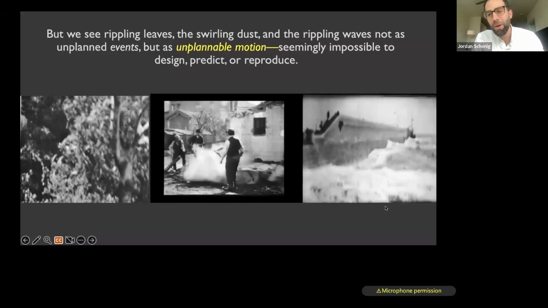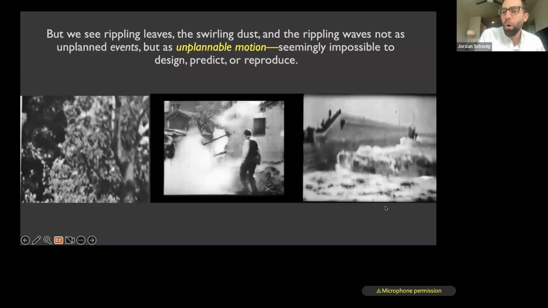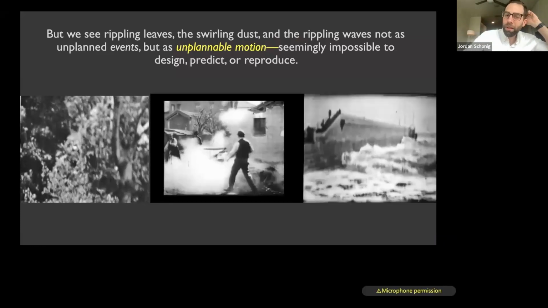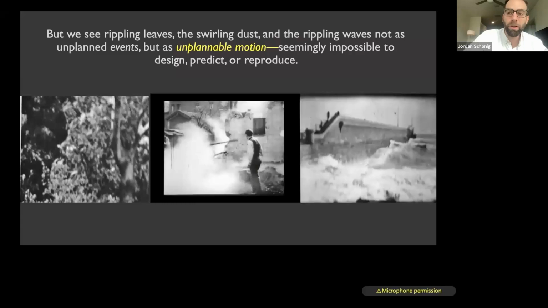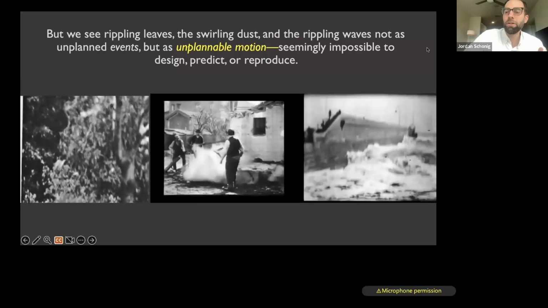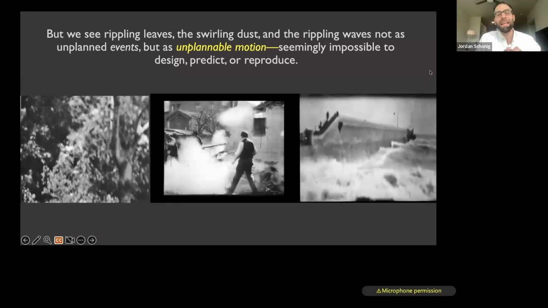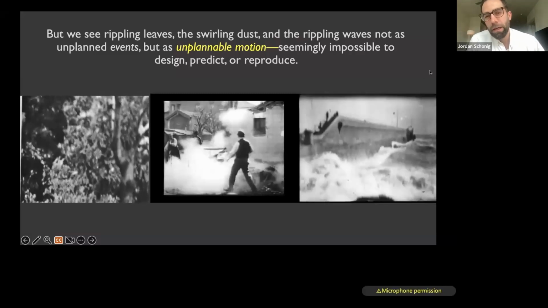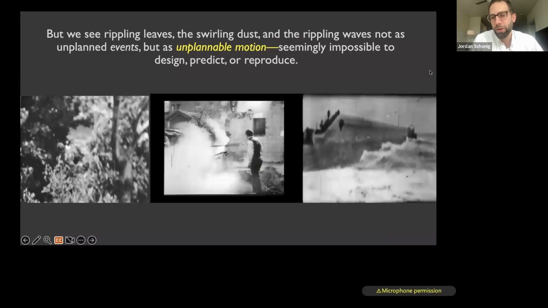What I think, though, is that that's a different thing from why spectators were fascinated with the wind in the trees. Because when we see rippling waves or swirling dust or rippling leaves, we see them not as unplanned events, but I think as unplannable motion, seemingly impossible to design, predict, or reproduce.